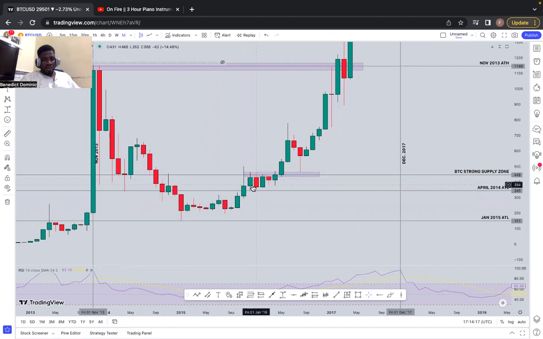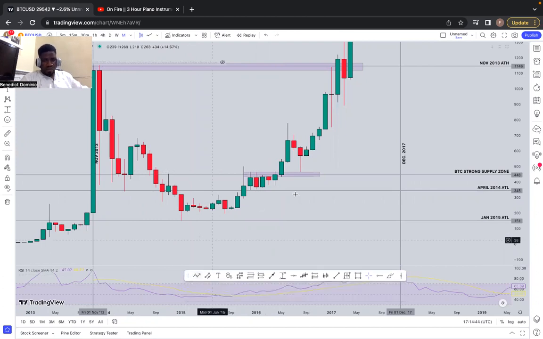The market came up here. This base, where the market dropped and went up, is a very solid base. Price started ranging there. Whenever Bitcoin comes here, it drops. Whenever Bitcoin comes here, it drops. Until we made this strong candle. The price broke this BTC supply zone. Whenever Bitcoin comes up here, it sells off. That is what the supply zone means.